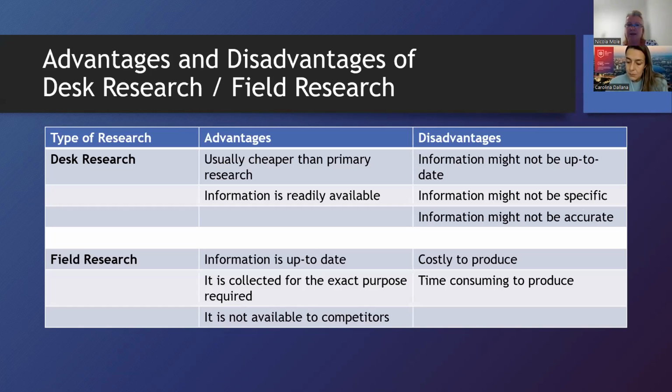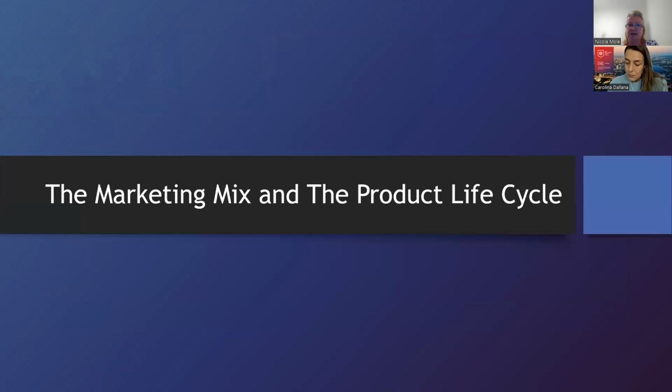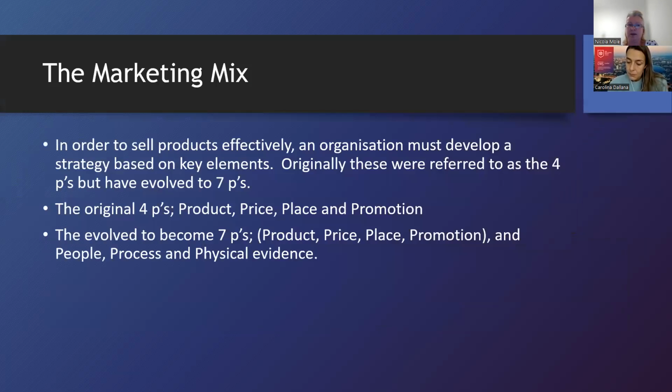We move on to the marketing mix and the product life cycle. So the marketing mix, it's about studying our market. If we are going to sell products effectively, an organisation must develop a strategy based on key elements. A strategy is a little bit like a plan.